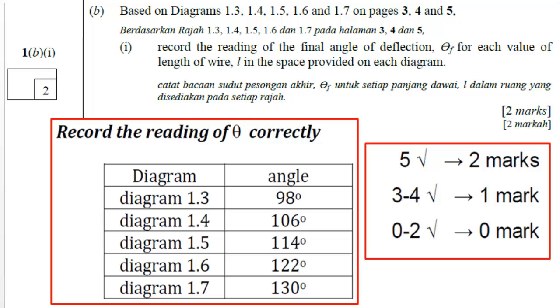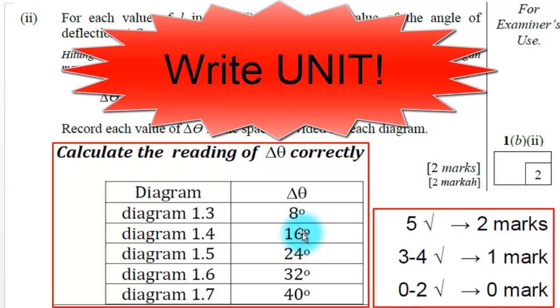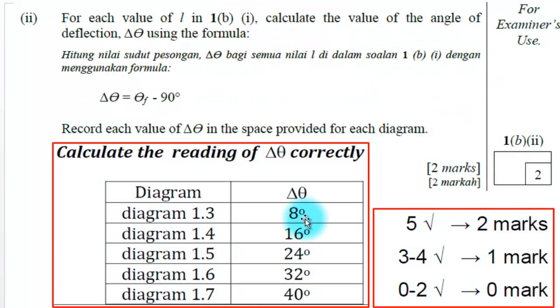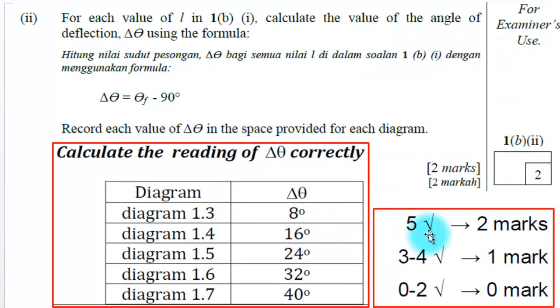Okay, next one, your delta theta. After you minus just now, also write it in the table. So all the correct data, and then make sure you write the unit also. In this case, it's degree. Make sure you don't miss degree, and make sure you write in the column provided. If you don't mark in the column provided, you might lose some of the marks. So here, all correct will be 2 marks, 3 to 4 correct will be 1 mark, and 0 to 2 correct will be 0 mark.